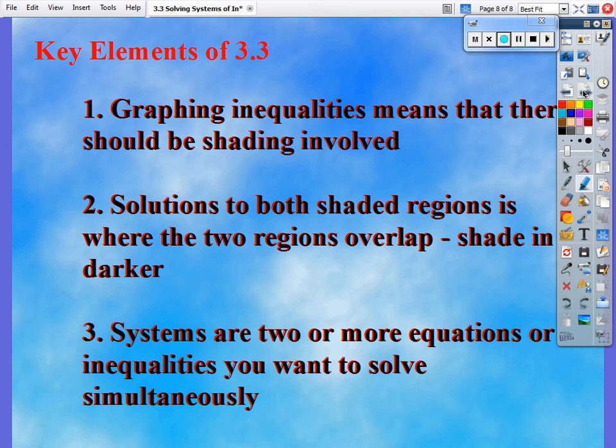So hopefully 3.3, you can reference what you've learned in the past, because if you can do that, this is a great, easy lesson for you. Making sure that you identify the difference between a system of equations, which is a point, or no solution, or an infinite number of points on a line, or a system of inequalities, which is where shaded regions overlap. Because when we graph inequalities, what comes to your mind? Hopefully shading does. Okay? All right, thank you.